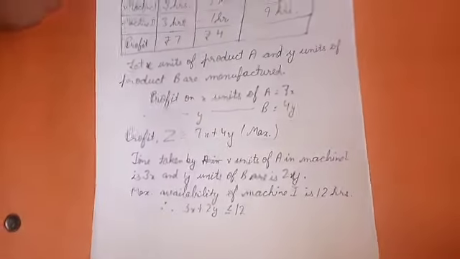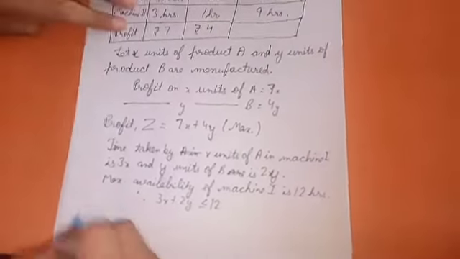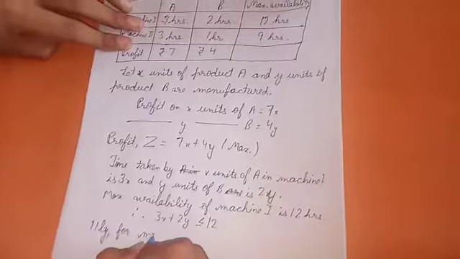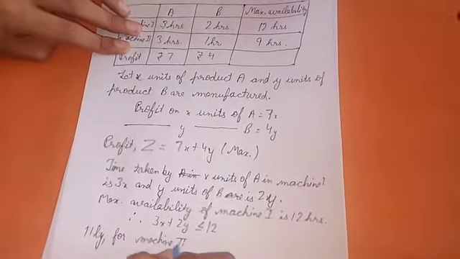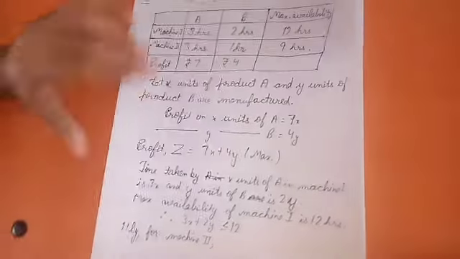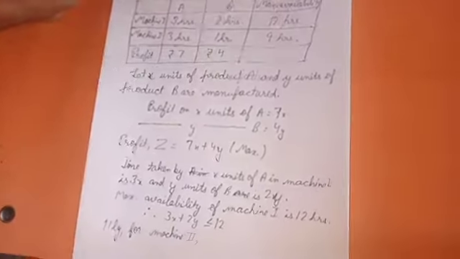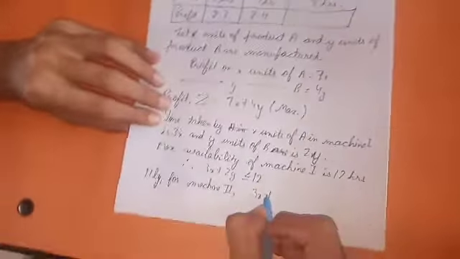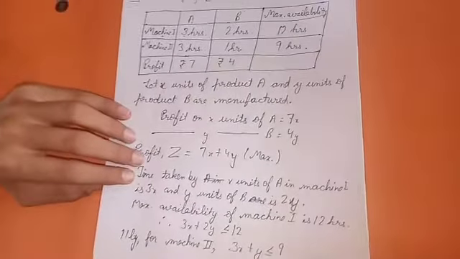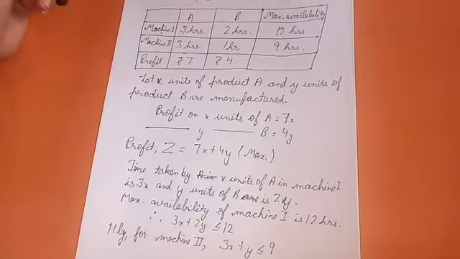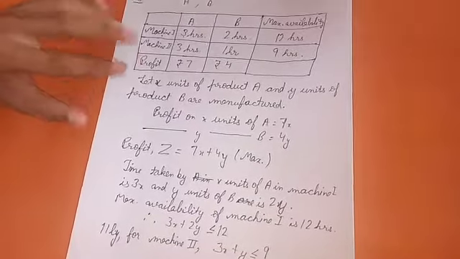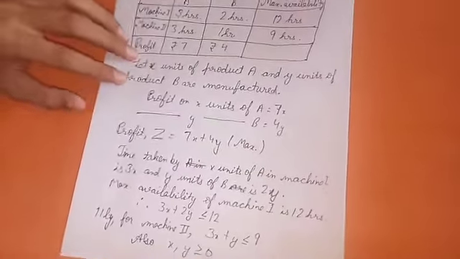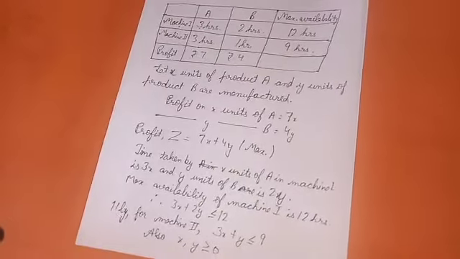Now similarly for machine 2, it will be 3x plus y should be less than or equal to 9. Also, the other constraint is that x and y must be greater than or equal to 0. It is a must in every case.